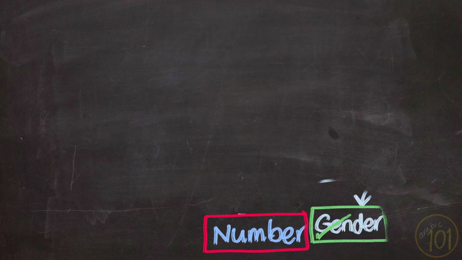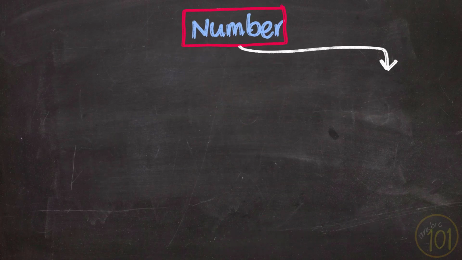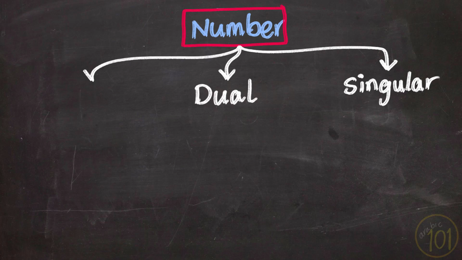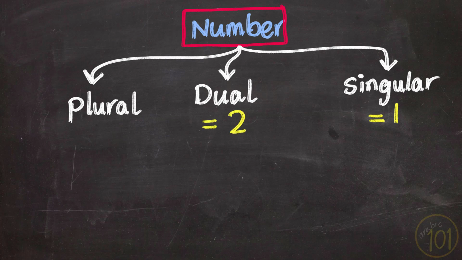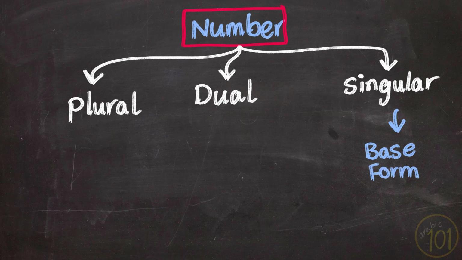So let's get started. Nouns in Arabic can be singular, dual, or plural. Singular if it is one, dual if it is two, and more than two will be plural. There isn't really much to learn about the singular nouns, but it is important to know that this is the basic form of the noun. So this is going to be your starting point if you want to add prefixes or suffixes to turn the noun into dual or plural form.